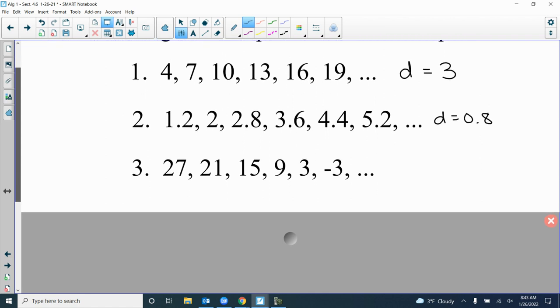All right, what about the third one? Go from 27 to 21. Going down by 6. If it's going down, your D is negative. So it is negative 6. D is negative 6 for that one.